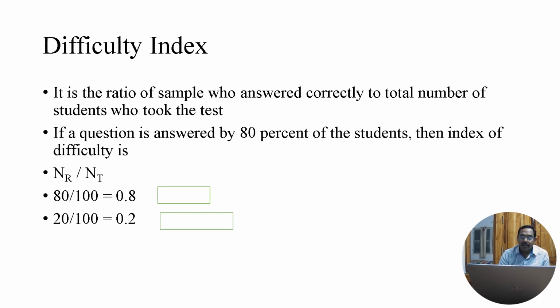Consider another exam in which only 20% of students passed their question. Therefore, 20 divided by 100 is 0.2, which means this question is hard. So when the percentage is more, it is easy. When the percentage is less, it is a hard, difficult question. So what can we say: which question can be selected as a good question?